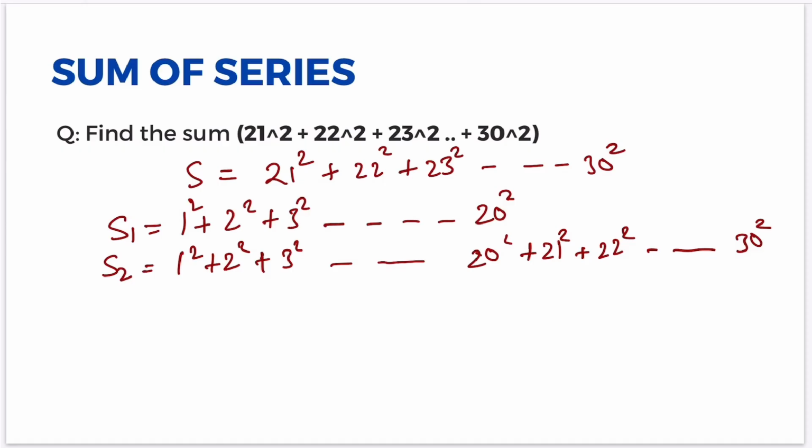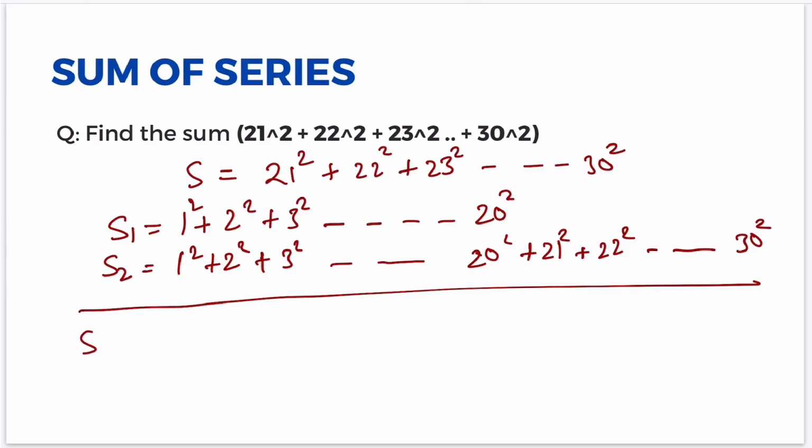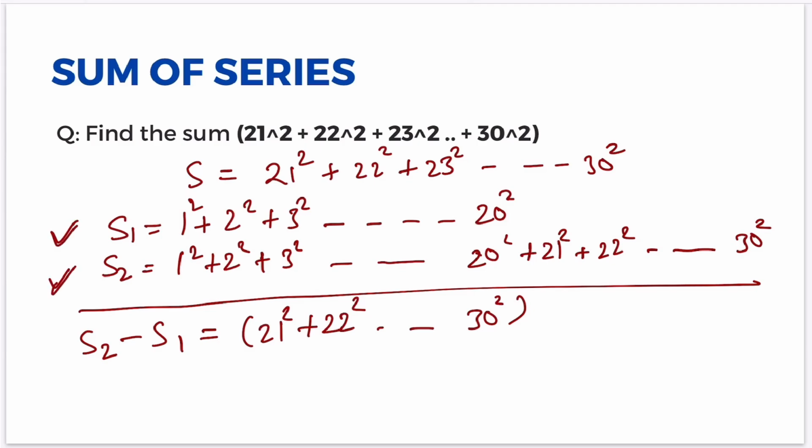So if you can find two separate sums and subtract first from second, that means S2 minus S1, you will be left with 21 square, 22 square up to 30 square. Correct? So you need to find two different sums, S1 and S2, subtract S2 minus S1 and you will get the answer.